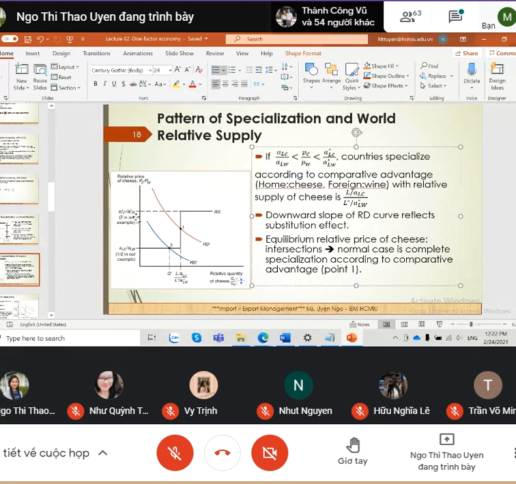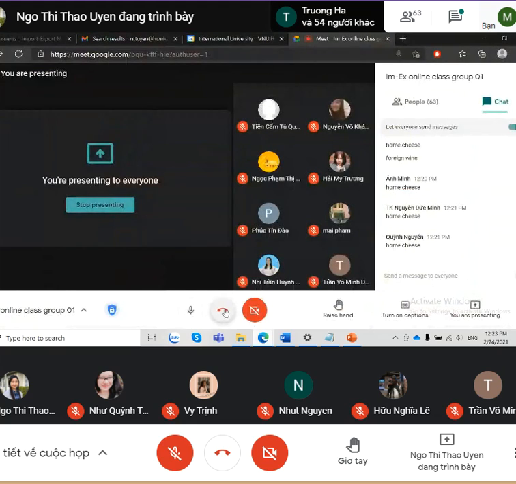When you increase the price, the relative price of cheese, the relative quantity of cheese, does it increase or decrease?